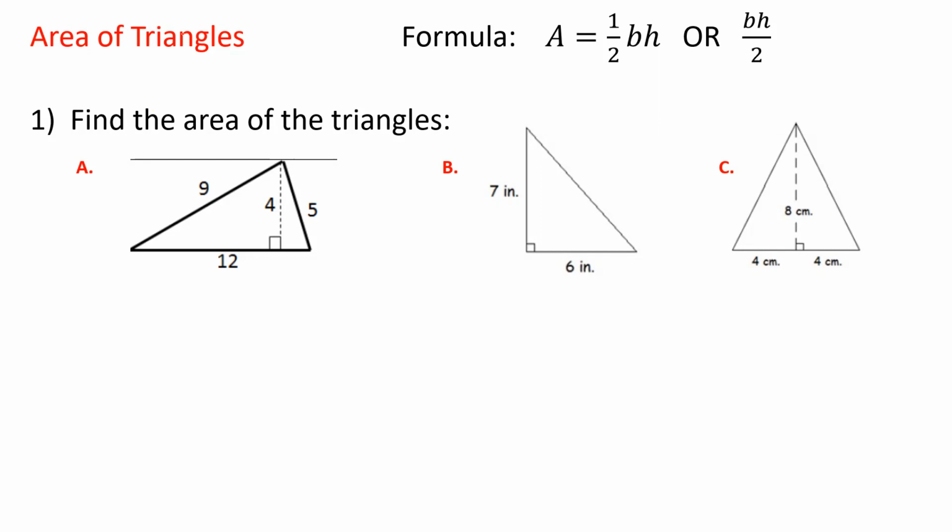So we're going to use the formula for finding the area of a triangle, which is right here, half the base times the height. Or if you want to think about it this way, it's a little easier. Just multiply the base and height together and then divide by 2.